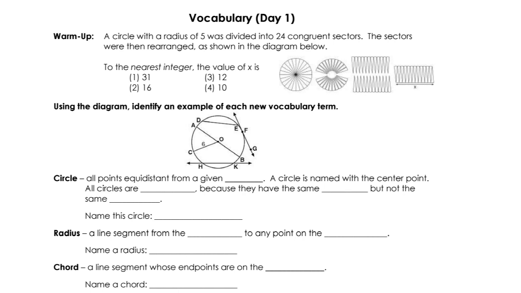Okay, so in our warm-up, it says that a circle with a radius of 5 was divided into 24 congruent sectors. Sectors are like a piece of a pie. It looks like a triangle, but it's not because the third side of the triangle is not a straight line segment. It's a rounded edge, like a piece of pie or a piece of pizza. And then it says the sectors were rearranged as shown in the diagram below. And to the nearest integer, they want to know the value of x.